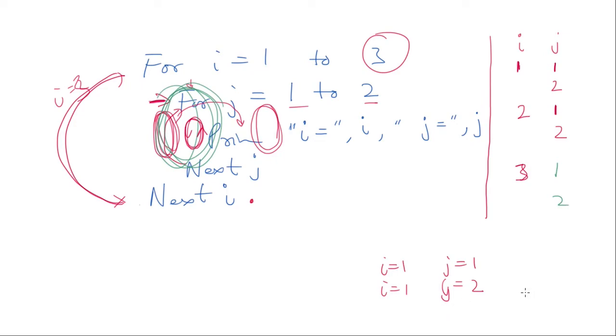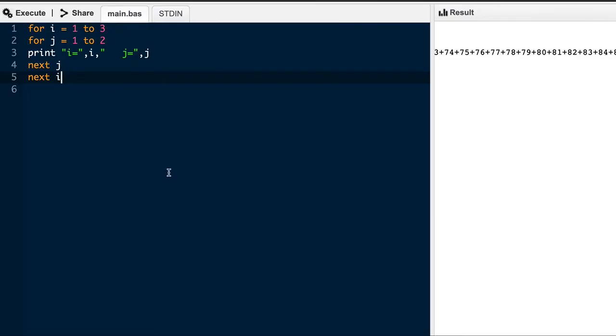So what is the output going to be? I1 J1, I1 J2, then I2 J1, I2 J2, and then I3 J1, I3 J2, right? So we'll just run it and show you. I'm running this, and as expected it is doing the work or not. With I1, J had its own cycle while I remained 1. J did its cycle of 1, 2. Then I remained 2. J did its cycle of 1, 2.